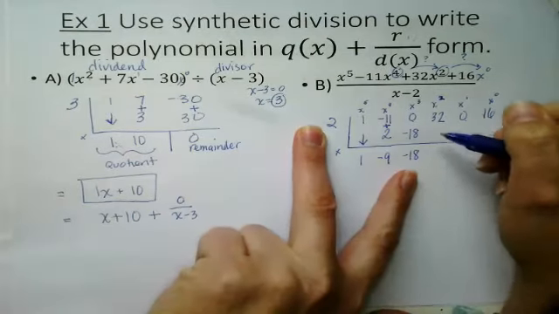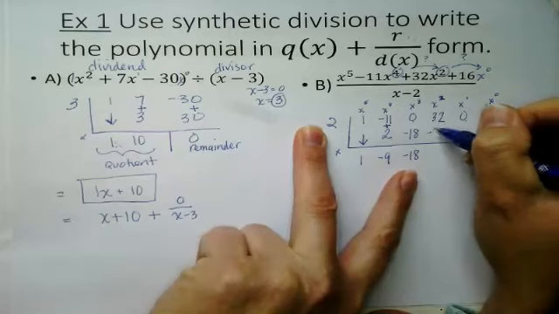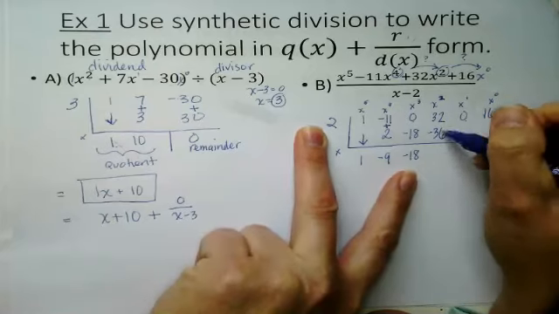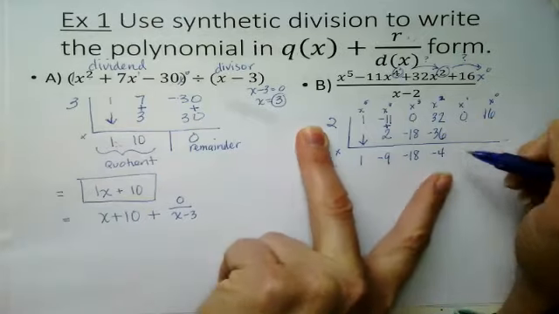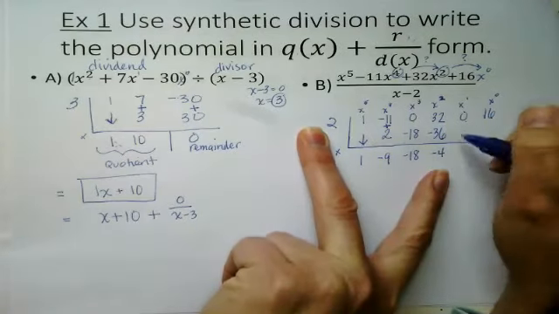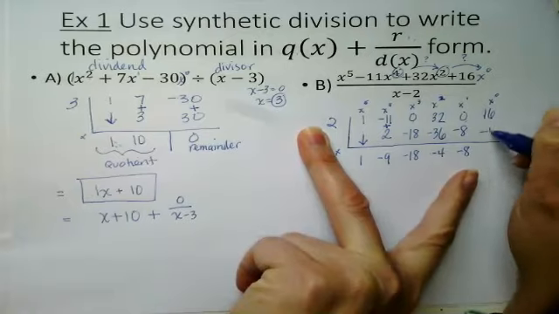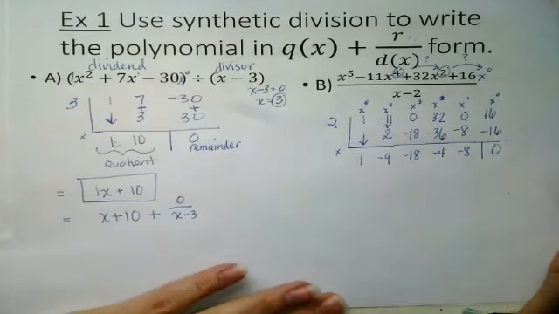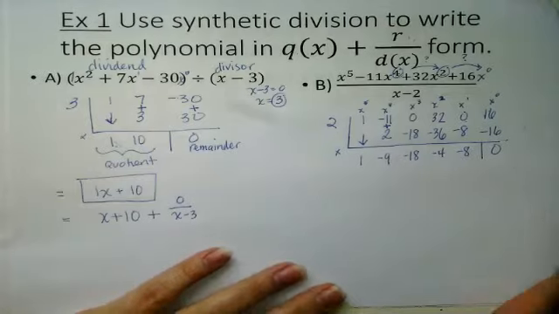multiply, ooh, getting big here, negative 36. Yeah, that seems right. 32 and a negative 36 is negative 4. Oh, good. Smaller numbers. Negative 4 times 2 is negative 8. Combine, we get negative 8. And multiply, we get negative 16. Hey, look at that. It's a remainder 0 again. How about that? Positive and negative 16 is 0.